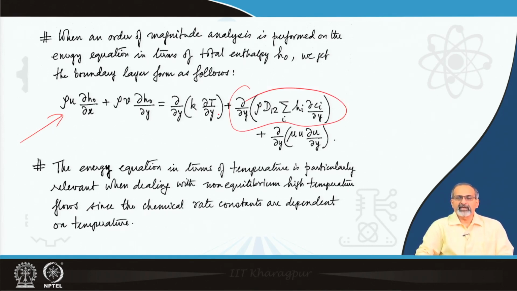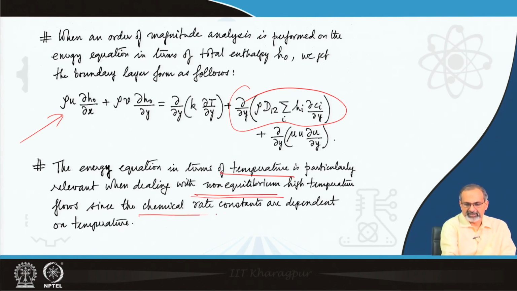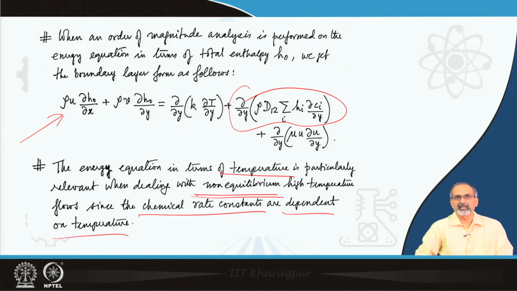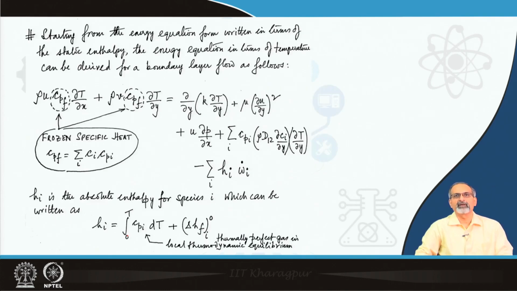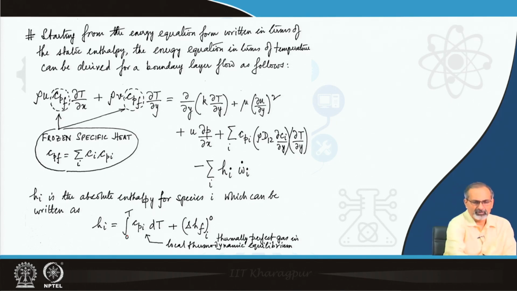Again the energy equation can be expressed in terms of temperature, and that becomes particularly relevant when you talk about non-equilibrium high temperature flows, because as is evident, the chemical rate constants would be dependent on temperature, and therefore having the energy equation expressed in terms of temperature has its own advantage. Starting from the energy equation form written in terms of static enthalpy, the energy equation in terms of temperature can be derived for a boundary layer flow as follows.